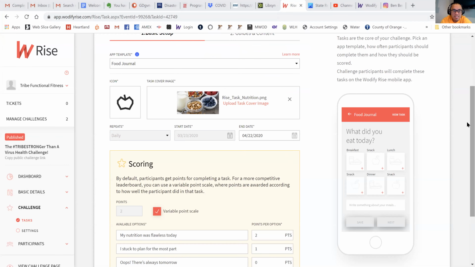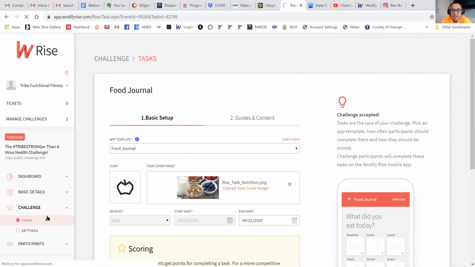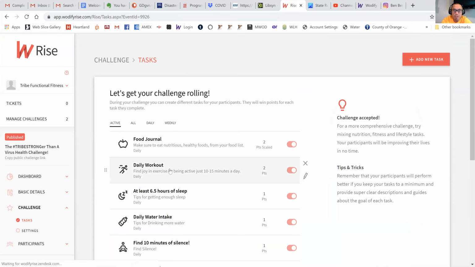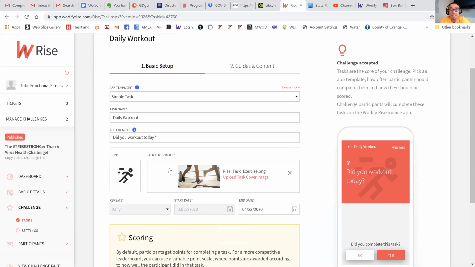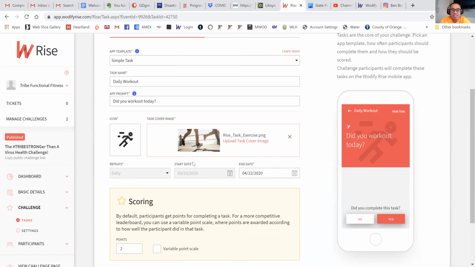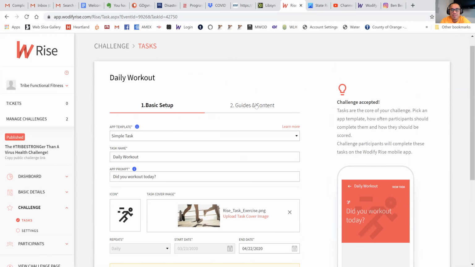The next task is the daily workout. So this one's pretty straightforward. Either you worked out or you didn't. We're asking everybody to at least be active for about 10 to 15 minutes a day.